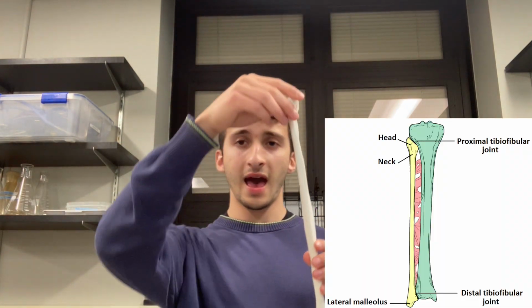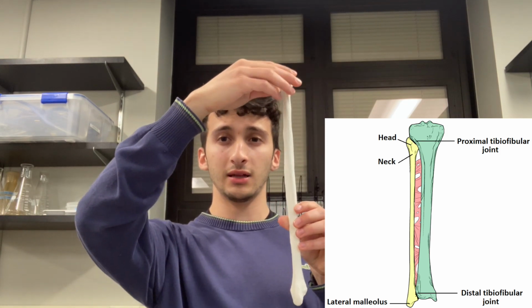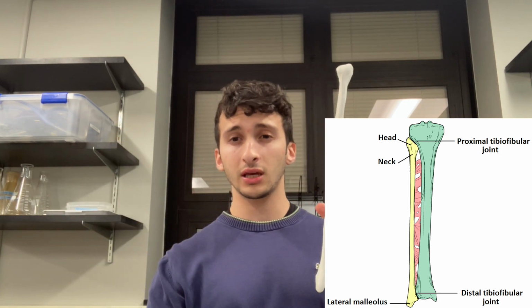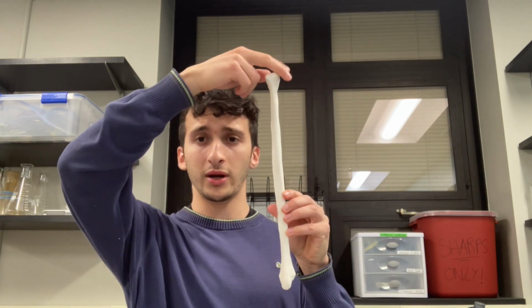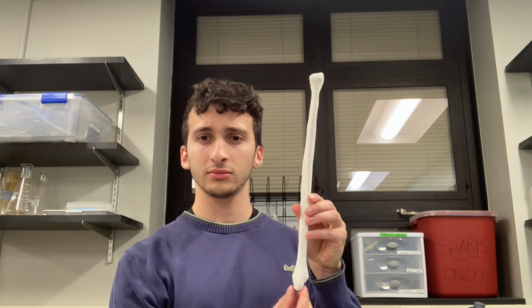So this is the head of the fibula, and the reason you can tell it's the head, it's a little tricky, but it's a lot more square shaped. This kind of looks more like a triangle.